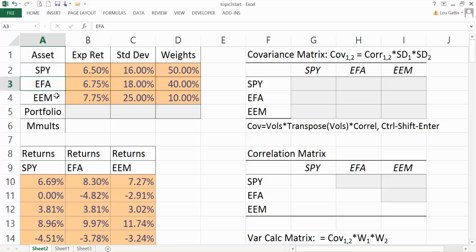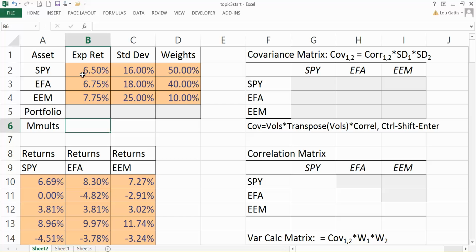and pasting into Excel. So what I have here are 10 years of returns for the S&P 500 index fund, an EFA index fund, which is developed nations, less North America, and an emerging market fund. Again, these are 10 years of monthly returns.